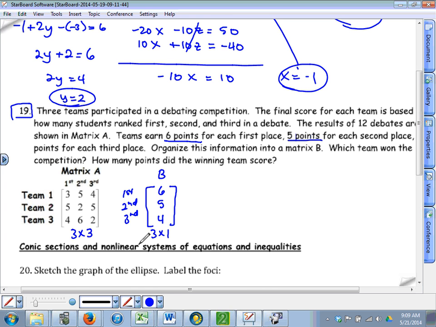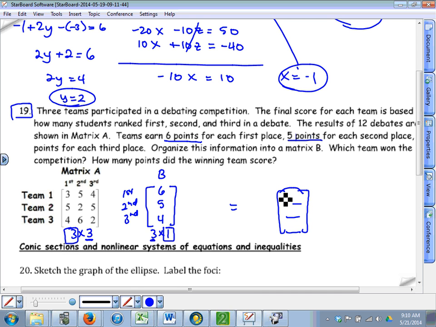Now that you have these 2 matrices, to figure out the total points for each team, all you have to do is multiply matrix A by matrix B. That was the point of this question. So I know it's been a little while, but to multiply a matrix by another matrix, you have to make sure that the inside dimensions are the same. So this multiplication is possible. And then the outside dimension tells you the size of the result matrix, which is going to be a 3 by 1. So that's just a column matrix with 3 entries, an entry here, here, and here.